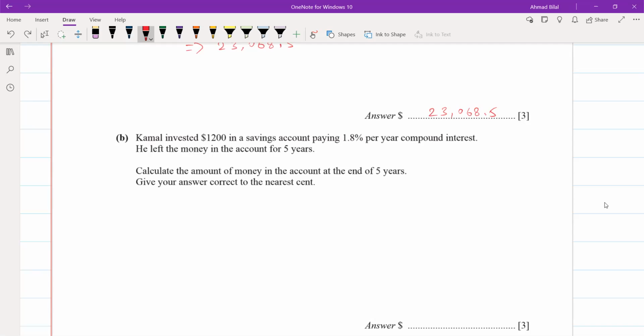Okay. Now it says Kamal invested $1,200 in a savings account, paying 1.8% per year compound interest. Compound interest is being talked about, per year. He left the money in the account for 5 years. So the amount stayed there for 5 years. Calculate the amount of money in the account at the end of 5 years. Give your answer correct to the nearest cent.